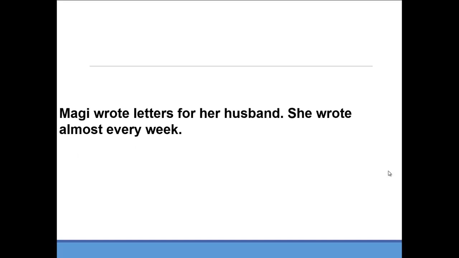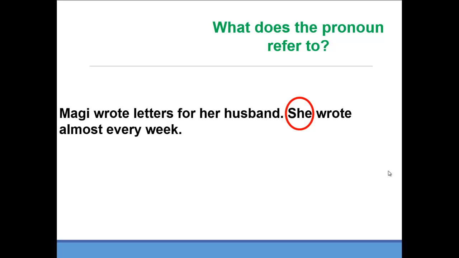Which word is the pronoun, the general subject or object pronoun? Here we have the pronoun she. So, what does it refer to? Who is she? What does this word refer to? This word refers to Maggie.